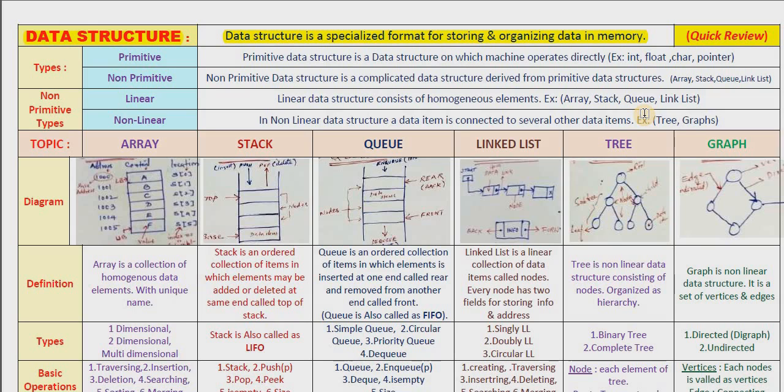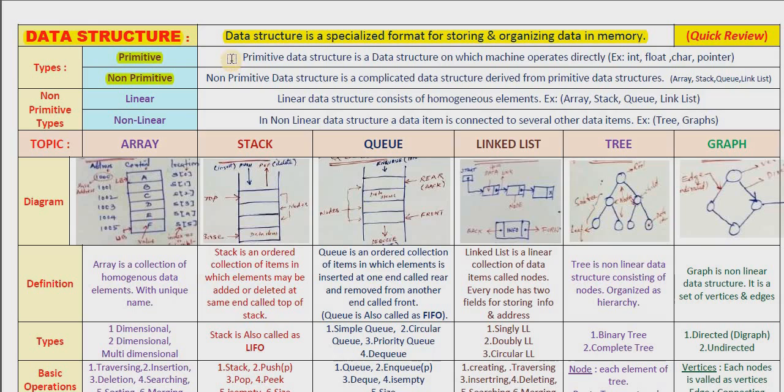So where is data stored? Data is stored in computer memory using different techniques, which you have to study in this chapter. In data structure, first we will begin with the types of data. There are two main types, primitive and non-primitive. Primitive means primary, basic or natural, and non-primitive means derived from primitive data structure.